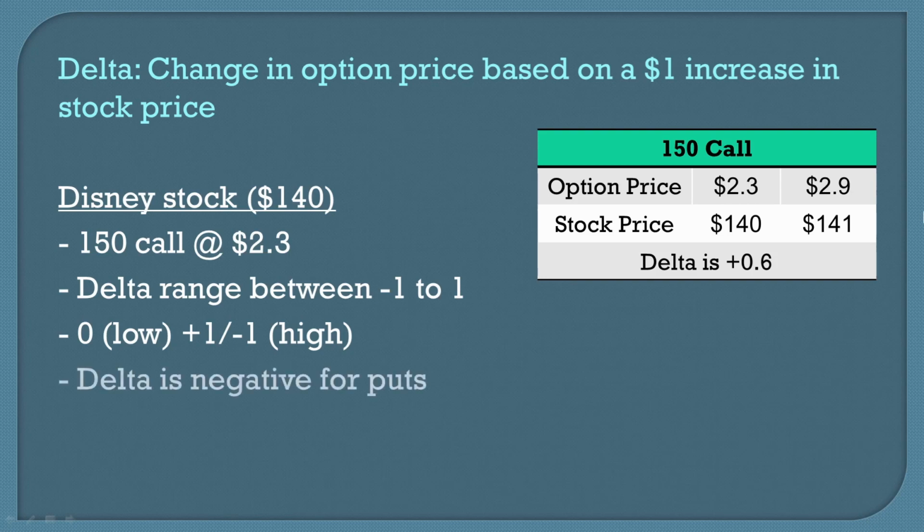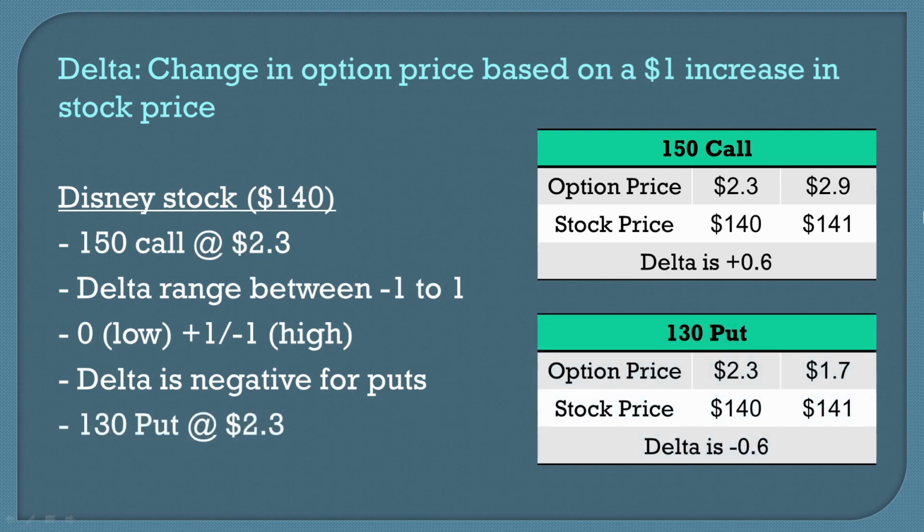So delta appears negative because of puts. Looking at the same example for Disney, but in this case, we have a $130 put. When Disney stock price increases by a dollar, the price of your put option will drop by 60 cents because your put option is getting further and further out of the money when the stock price increases. But if Disney were to fall to $139 instead, your put option will increase by 60 cents. So for delta, the difference between calls and puts is just a negative sign, but the underlying meaning is the same. Delta always refers to a $1 increase in the stock price.